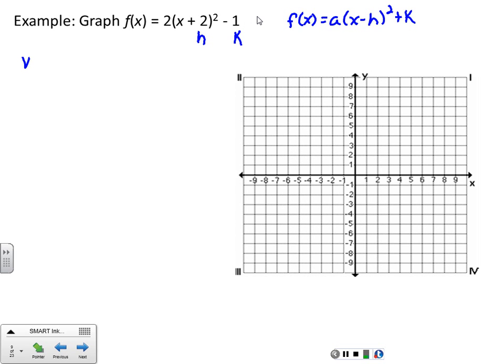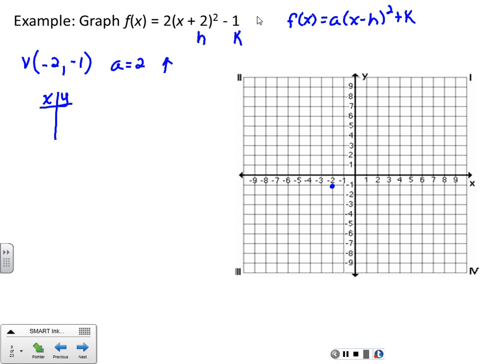So the vertex, you have to take the opposite of H for your x coordinate. So what's it going to be? -2. And K is going to be exactly what you see, -1. So there's your vertex. We have a shift to the left 2 and down 1. What is A? A is 2. So is this going up or down? It is going up.